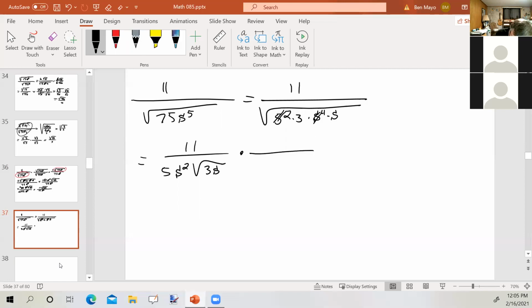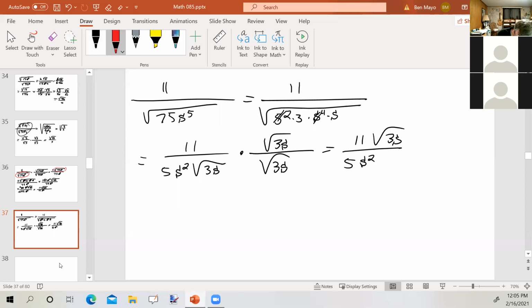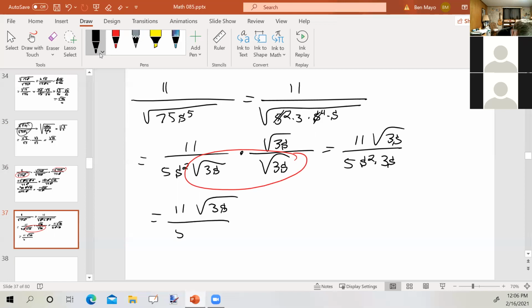Now to rationalize it, I don't have to multiply it by the entire denominator, just the part that's irrational. So now I get 11 square roots of 3 over 5s squared times 3s, which is 11 square roots of 3s over what, 15s cubed.